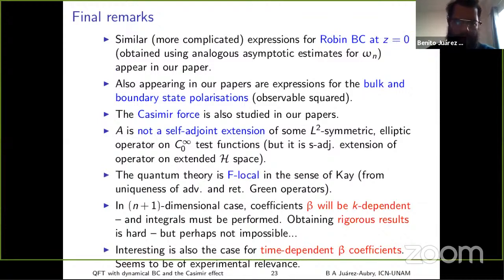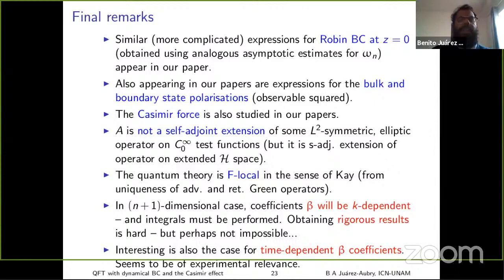So let me just end with some remarks here. I've shown some examples in the case where you have a Dirichlet boundary condition at z equals 0, but you can do it also for Robin. It's done in our papers, and it's slightly more complicated. We also have in our papers expressions for the bulk and boundary state polarization, so that's the observable squared. And in our papers, we also study the Casimir force. Okay, so this is integrate the Casimir energy and then take a derivative with respect to the length interval and put a minus sign. So that defines the Casimir force. We studied it by a combination of analytic and numerical techniques.